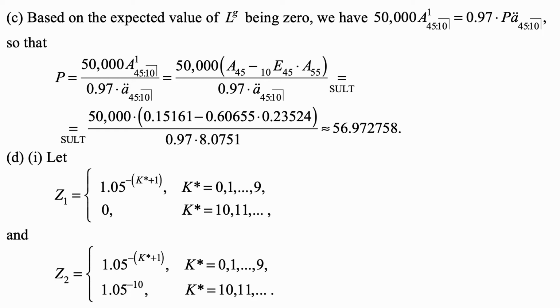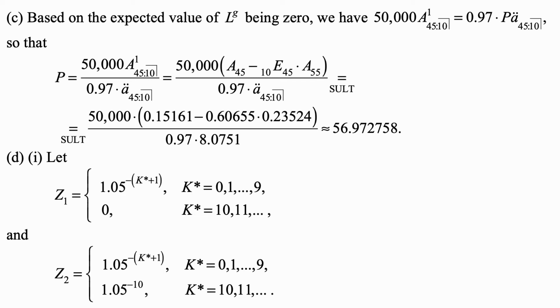And then all of the numbers that we have there now can be obtained from the standard ultimate life table. We look them up, plug them in, and do the calculation. This comes out to be about 56.972758, or approximately 57.